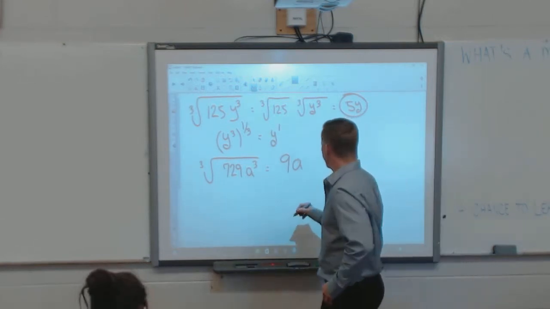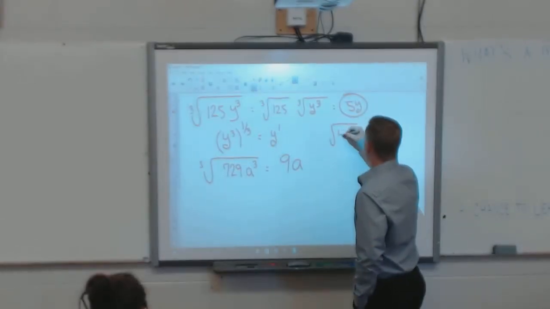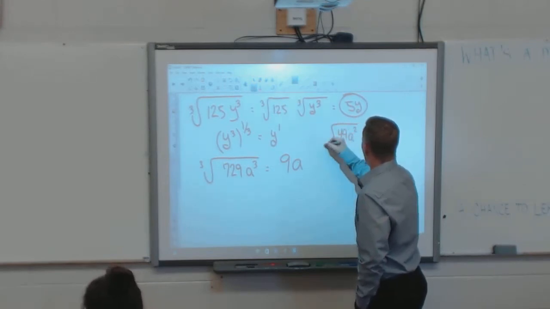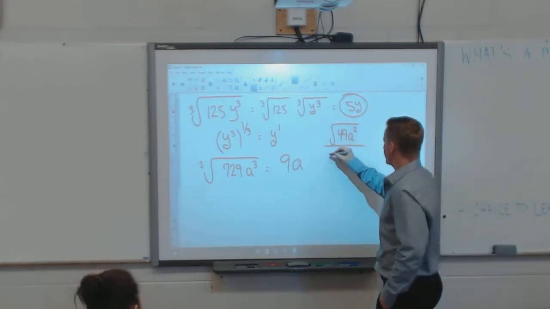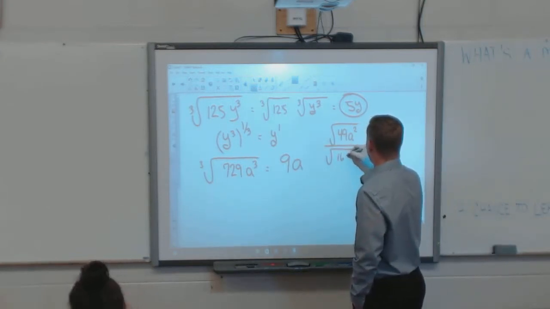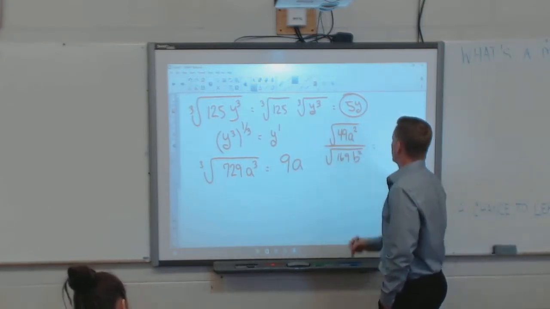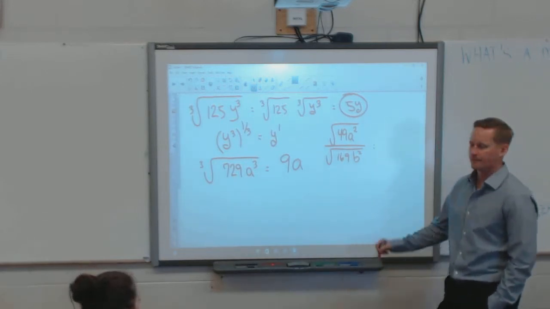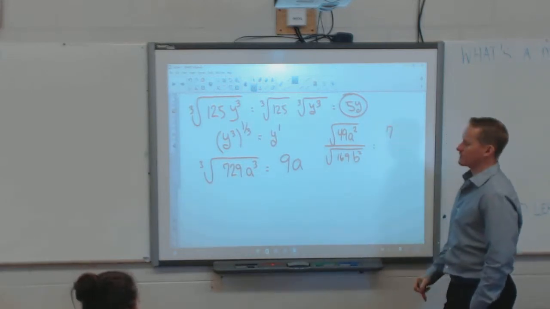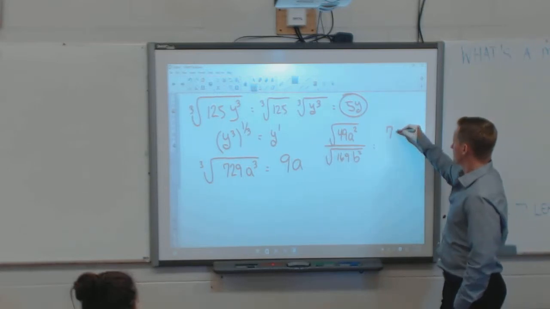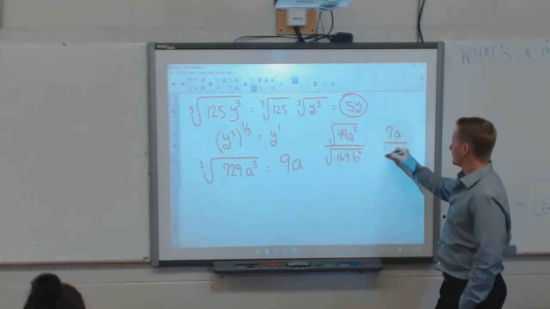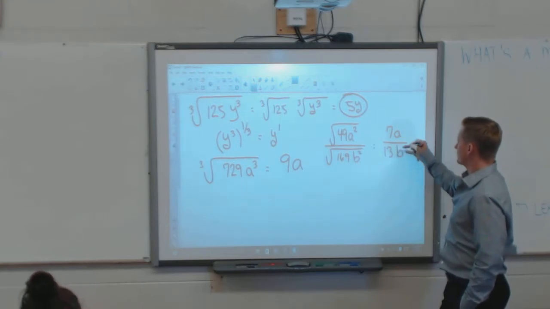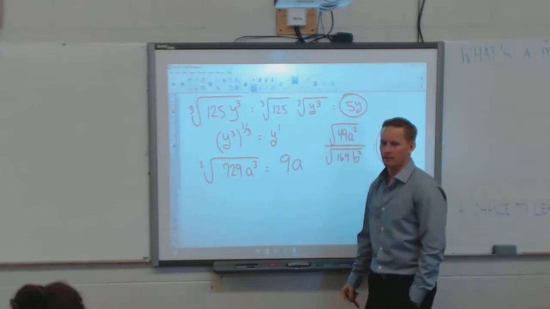Square root of 49a squared over the square root of 169b squared, is that right? Casey, what's the square root of 49? 7. Square root of a squared? a. Square root of 169? 13. Square root of b squared? b.